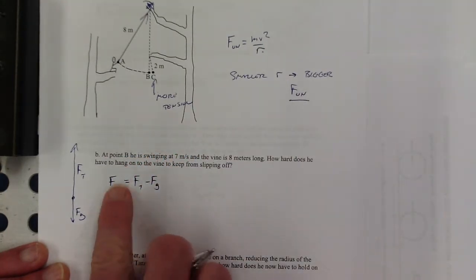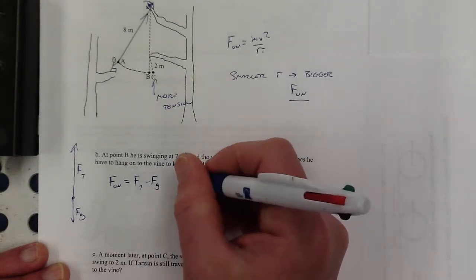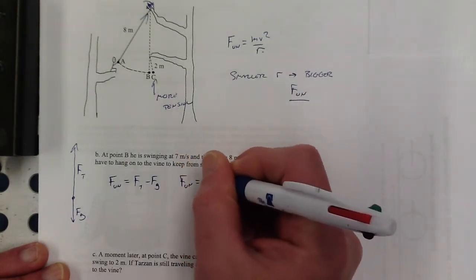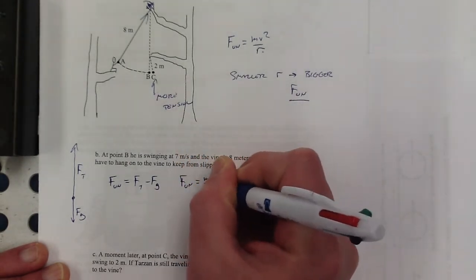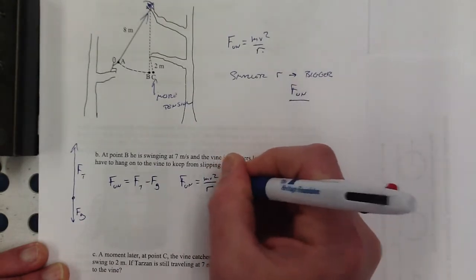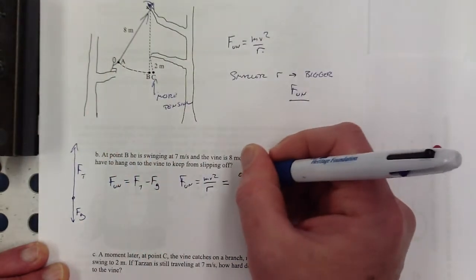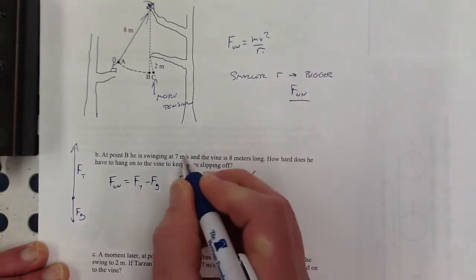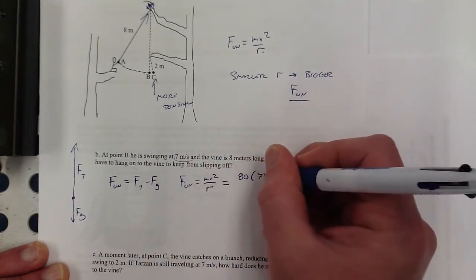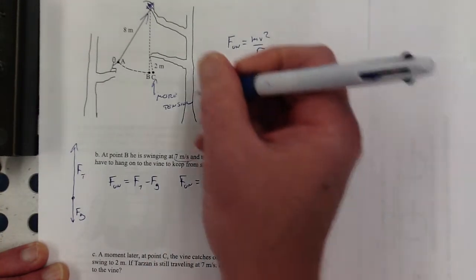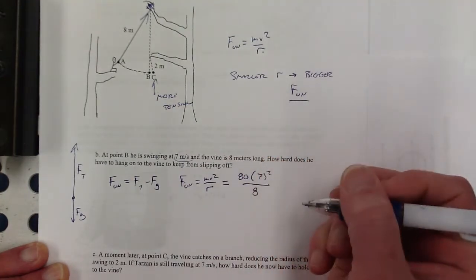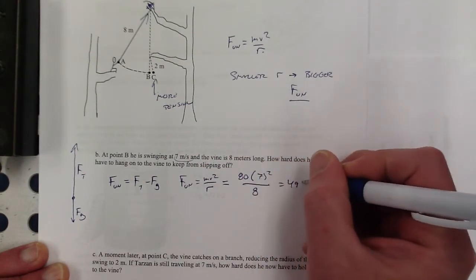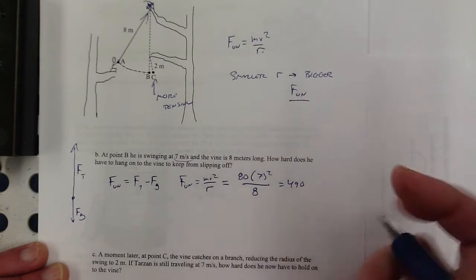So my unbalanced force equation would look like this. Unbalanced force is equal to mv squared over r when we've got circular motion. So mass, speed, and radius. That's going to be 490, I think, right? 10 times 49.